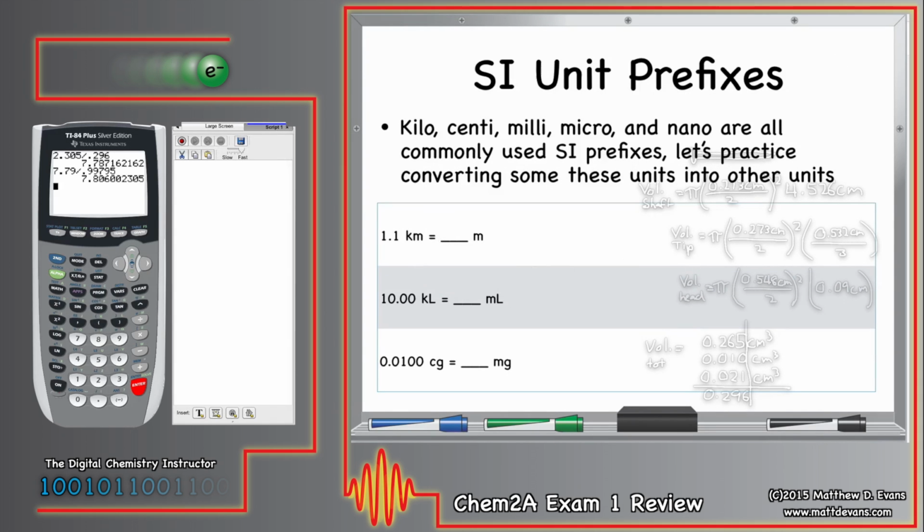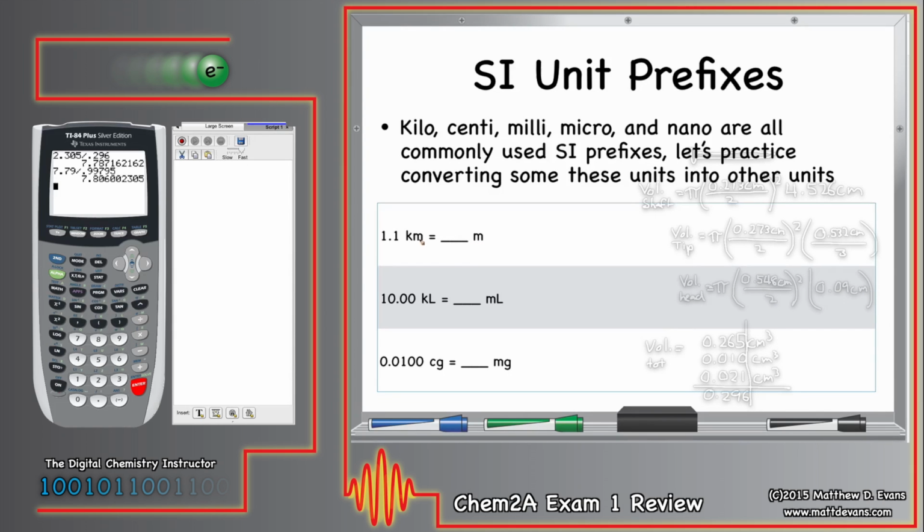Okay, so some more practice problems. This one's a little bit easier than what we were working on before. Let's take a look at some unit conversions. So let's convert between kilo, centi, milli, micro, nano. I've always got questions like this. So 1.1 kilometers is blank meters.